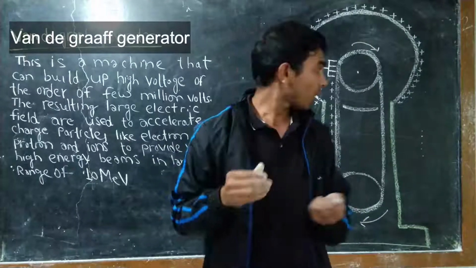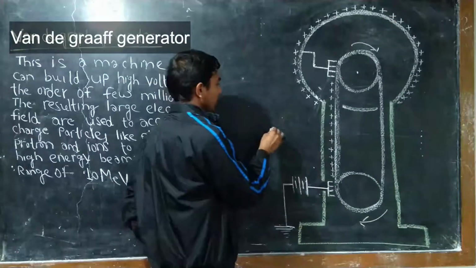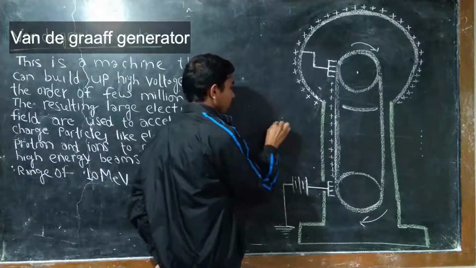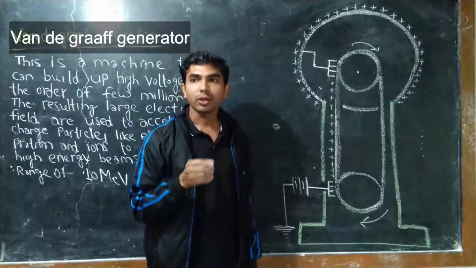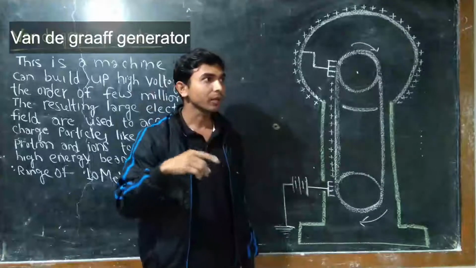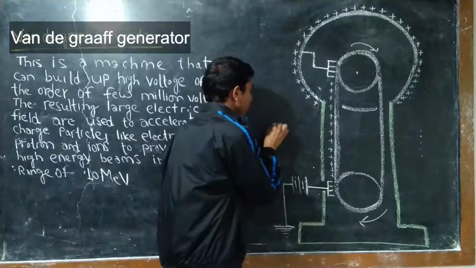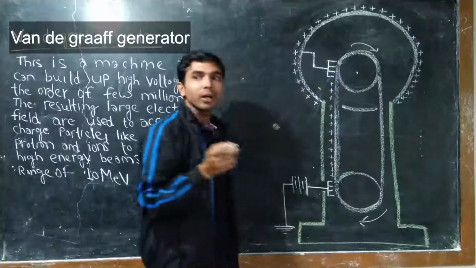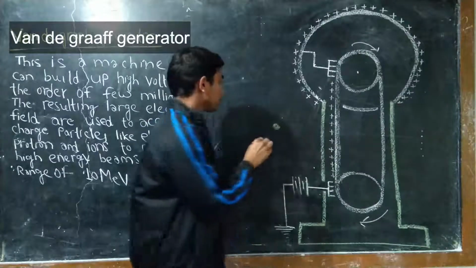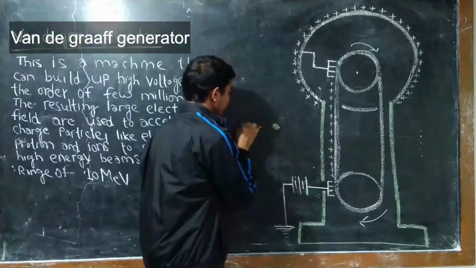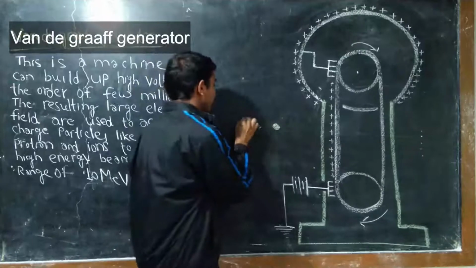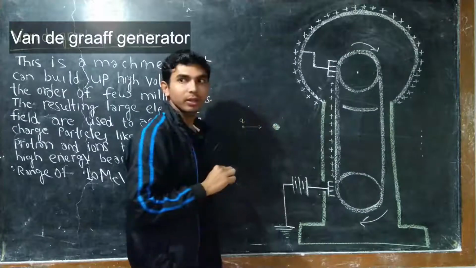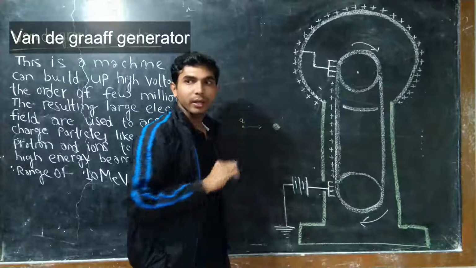Suppose I want to break a nucleus. Suppose this is your nucleus, and I want to break it. For breaking purposes, I have to bombard another charged particle on this one. To break this nucleus, I have to bombard another charged particle on it, then it will break.